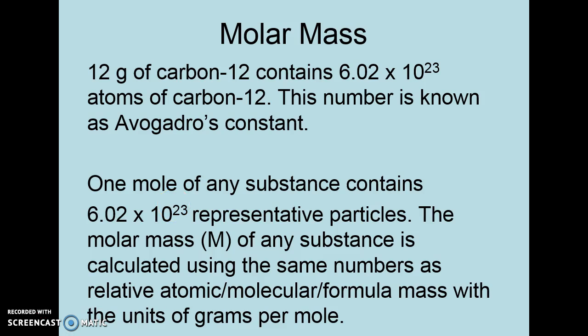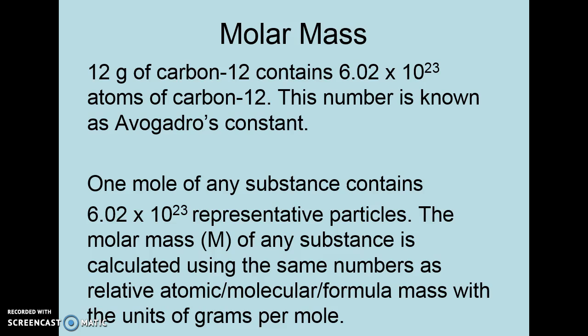So when we talk about the mass of a mole of something, it's called the molar mass. And molar mass tells us that 12 grams of carbon 12 contains 6.02 times 10 to the 23rd atoms of carbon 12. So that number, 6.02 times 10 to the 23rd, is known as Avogadro's number or Avogadro's constant.